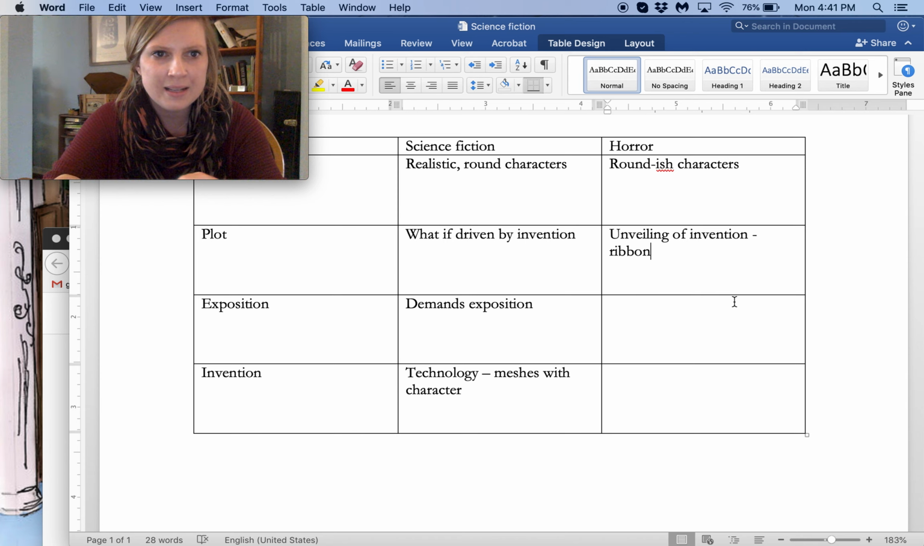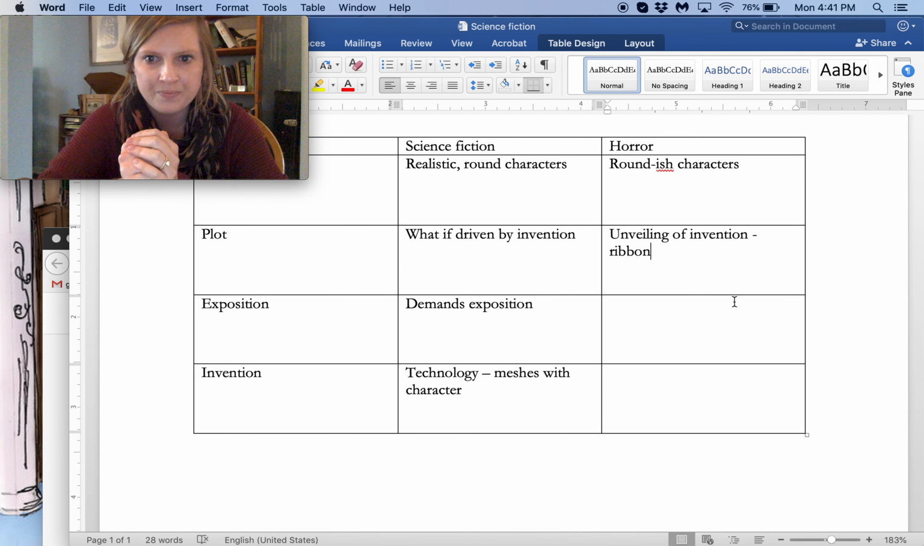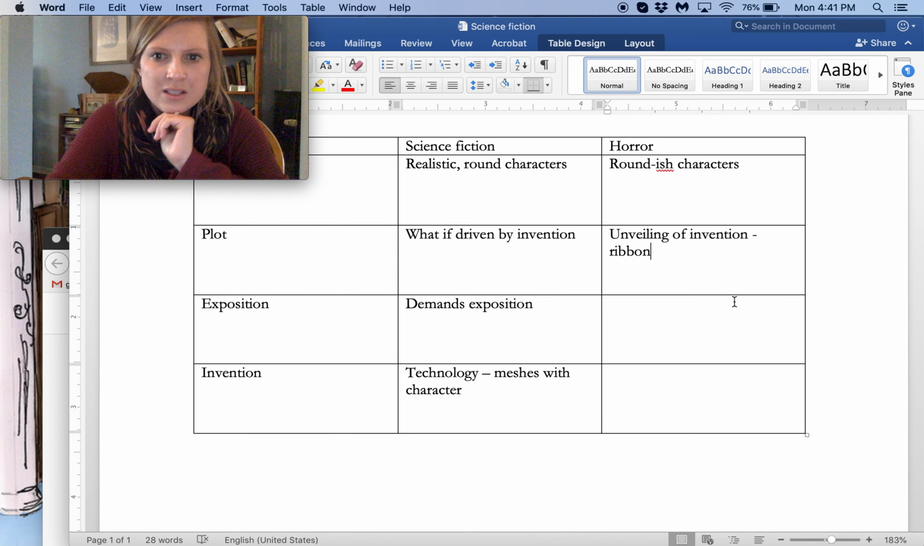So our plot, we follow this woman through her marriage. We know that she's got this ribbon, and the story ends when finally the purpose of the ribbon is revealed. And so, okay, exposition.